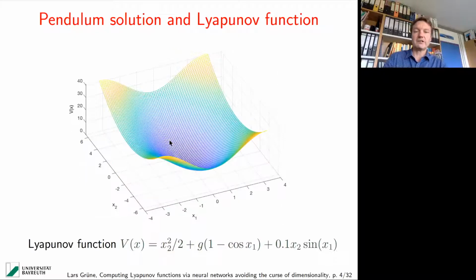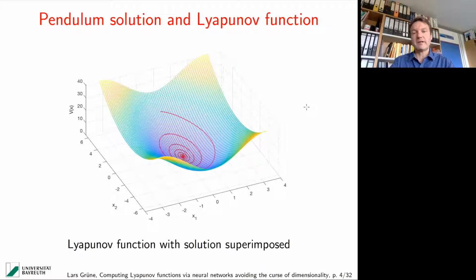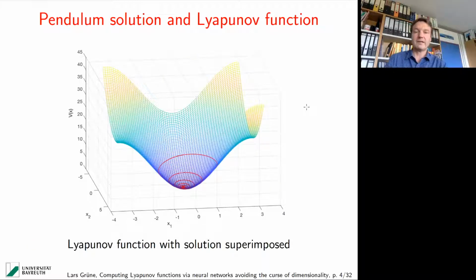And then the Lyapunov function could, for example, look like that. And if I superimpose the solution on the Lyapunov function, so it's easier if we flip it a little bit like that, you easily see that actually the negative orbital derivative says that the Lyapunov function decreases and that eventually we converge to the global minimum of this Lyapunov function.